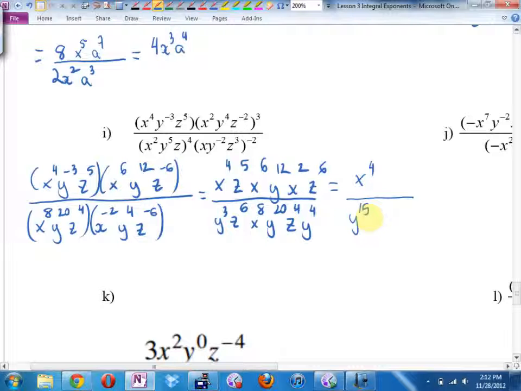How many z's on top? 11. How many z's on the bottom? 10. How many z's will be left and where? 1 on the top. Look at what we did. 3 lines. Almost 2 lines. Otherwise, this would be a lot of work.